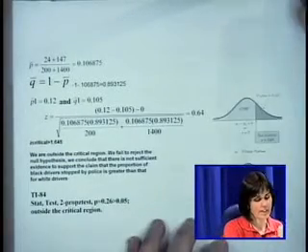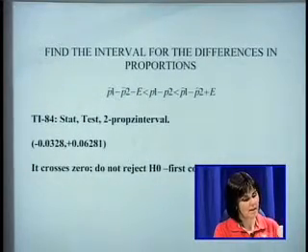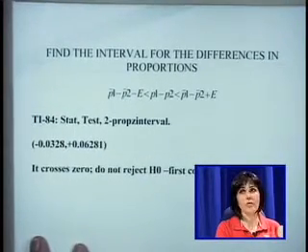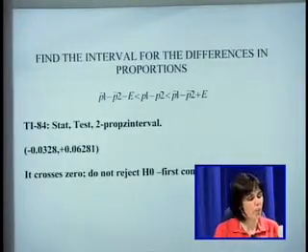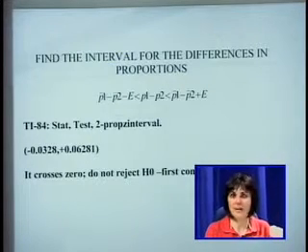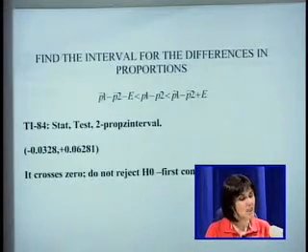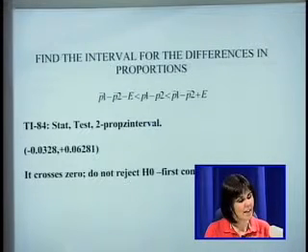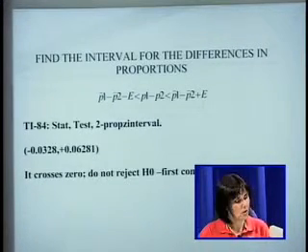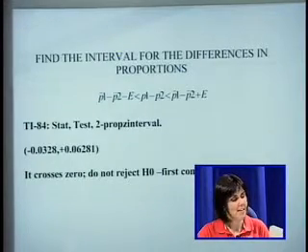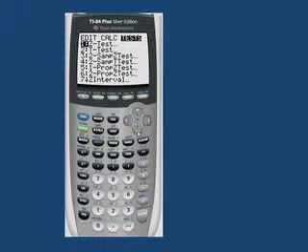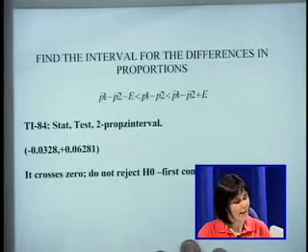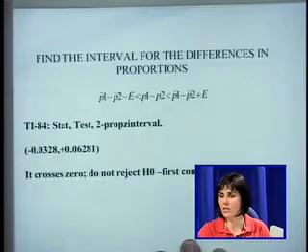Now let's do another example. Let's say, in the same kind of setup, I want to find the interval for the differences in proportions. Using the same example, once you use your calculator, the data will stay in there. If I want to get the 2-PropZInt, I need to go to stat and then tests. I'm looking for the interval for the differences of proportions.